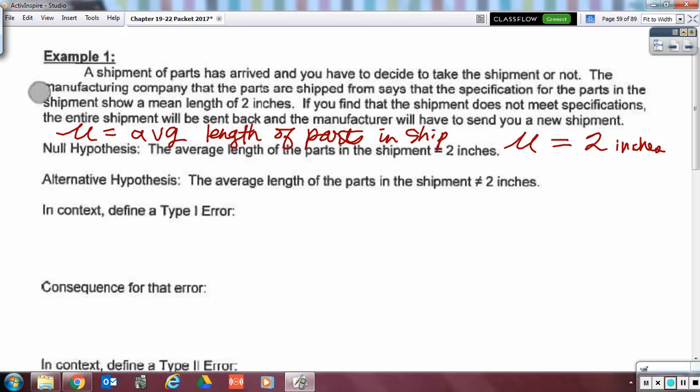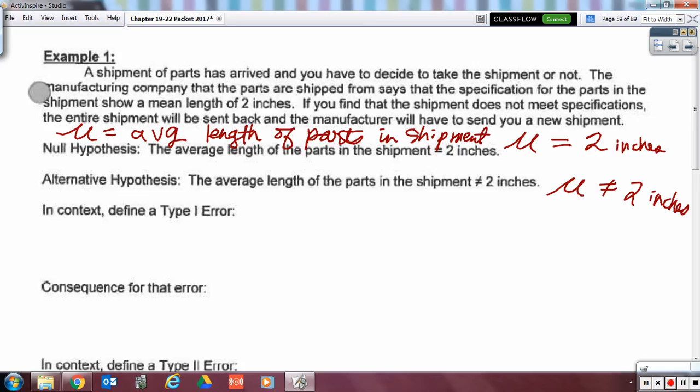This assignment today will have averages and proportions because they are just word problems. You're not computing stuff. When we've been computing, we've just been computing proportions. So today you could come across averages, so don't forget those. Use mu. All right. Then the alternative hypothesis is saying that the average is not 2 inches.